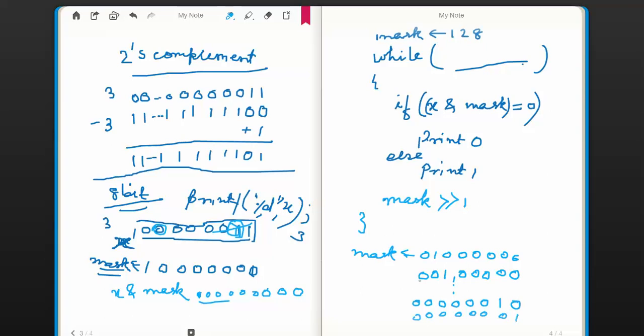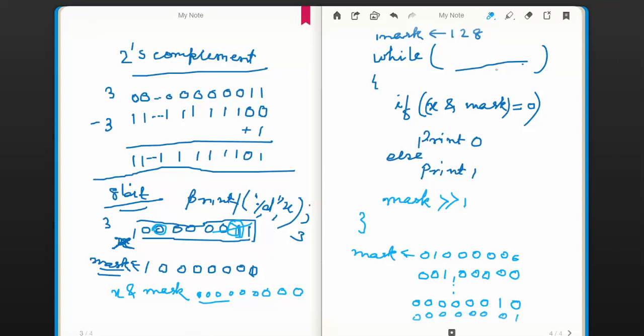So again a 1 will be printed. So we can see that the binary representation that is held in the memory, by this method we are able to display it on the console. Now let us go ahead with writing the code.